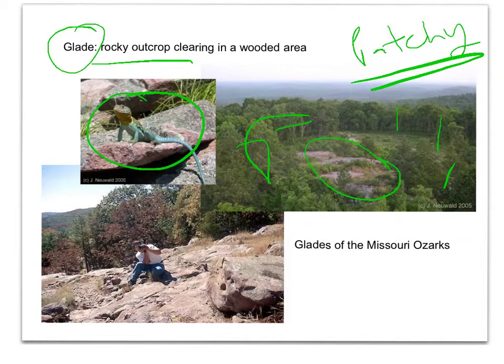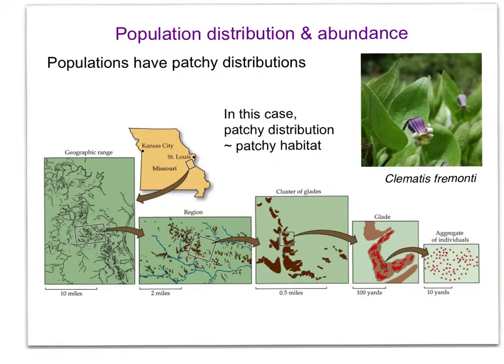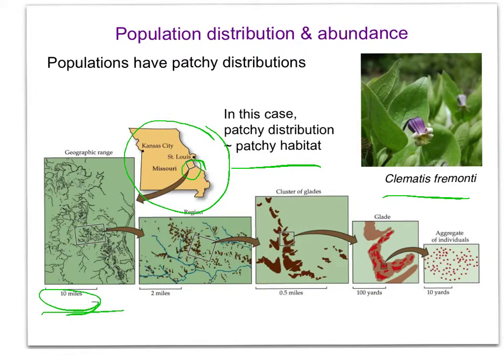And here's a close-up of one of these glades in the Missouri Ozarks. So the populations of species that live in these glades, like for example Clematis fremonti, have a very patchy distribution, and in this case we can even see patches within patches. So this is the state of Missouri, and this little square just outside of St. Louis is what we're looking at here, and this is a scale of 10 miles.